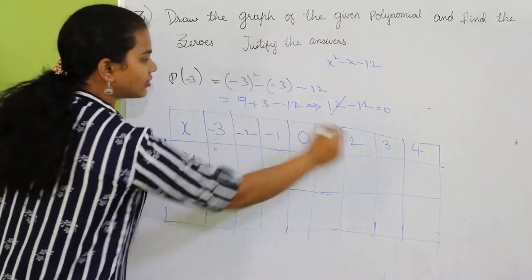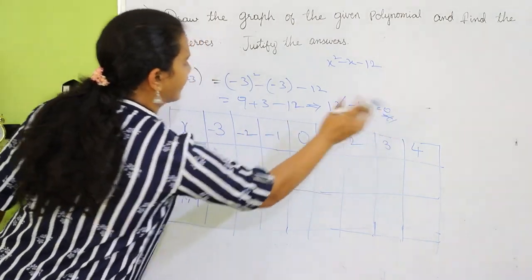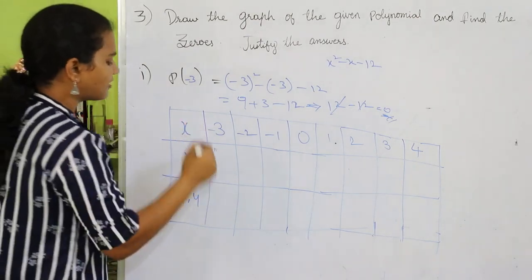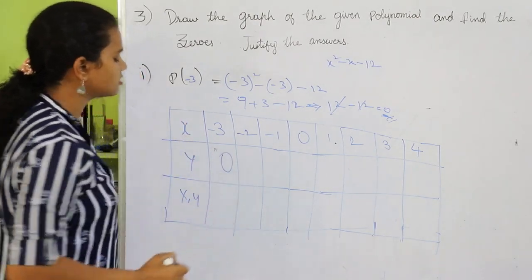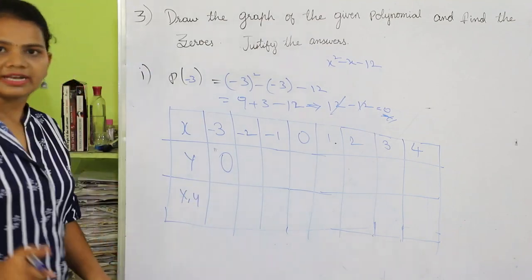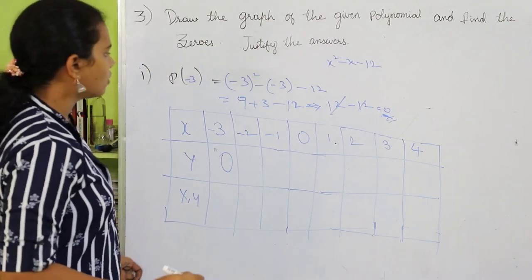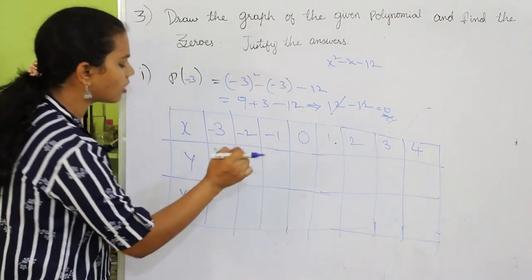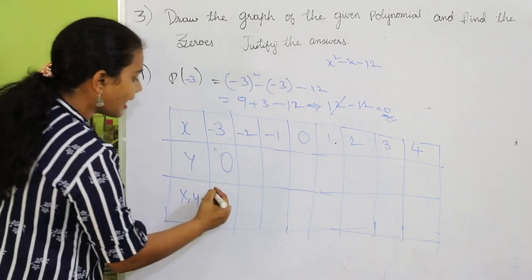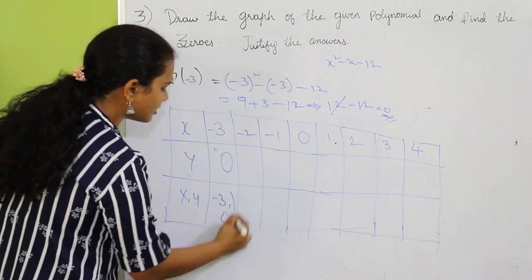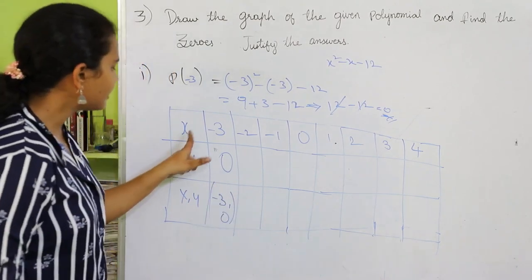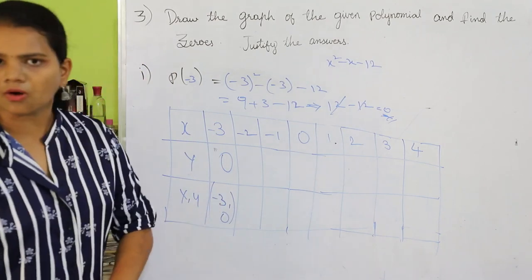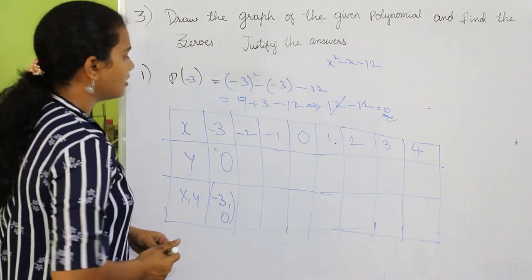The value we get at last by evaluating the equation will be the y value. So I can write the y value as 0. I got x value as minus 3, and if x value is minus 3, y value is 0. So x comma y will be minus 3 comma 0. If x equals minus 3, y equals 0. Clear? Now let me go for the second one.